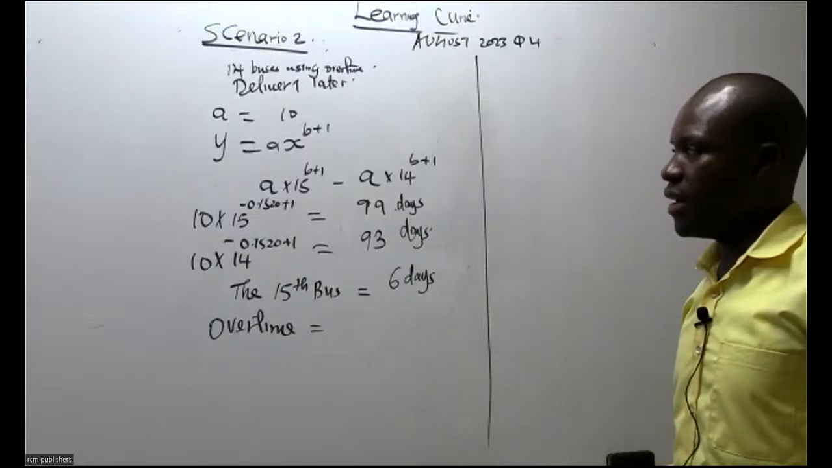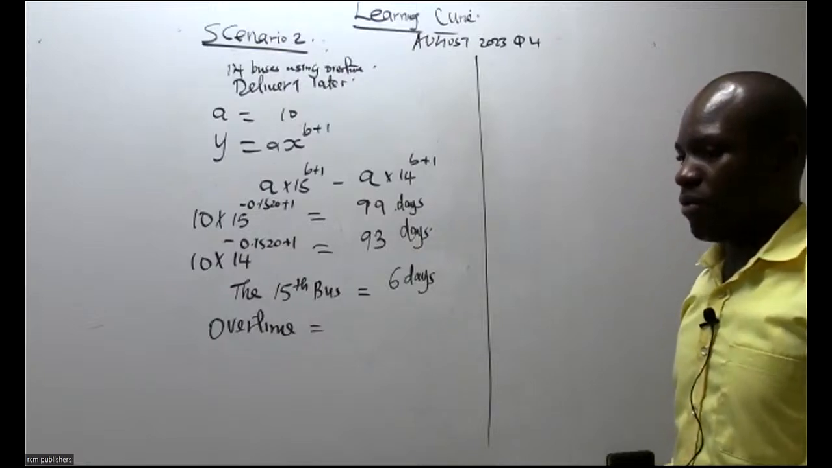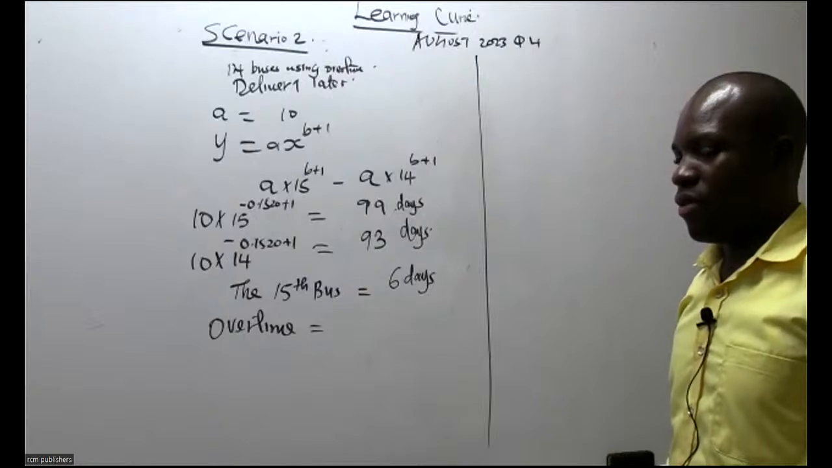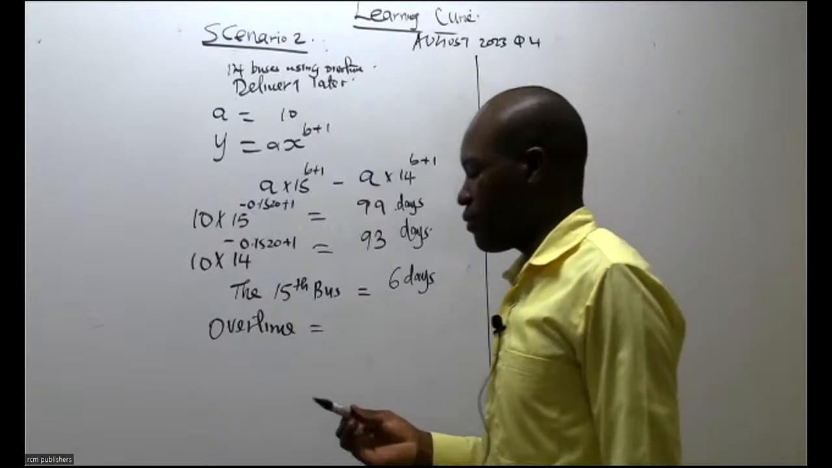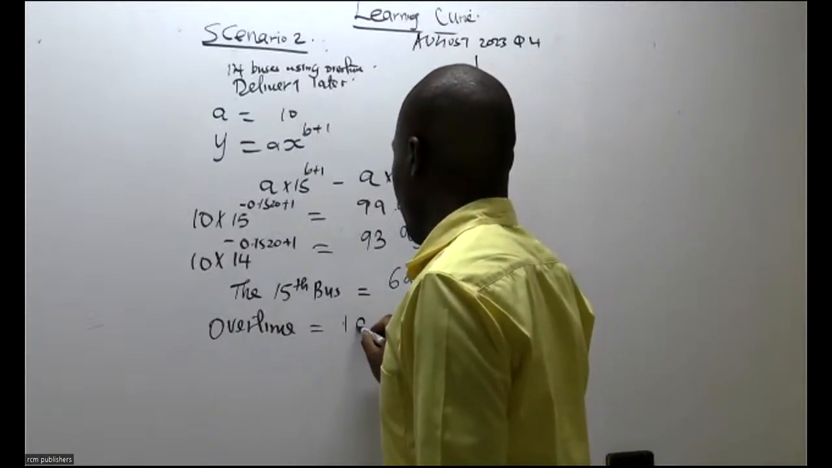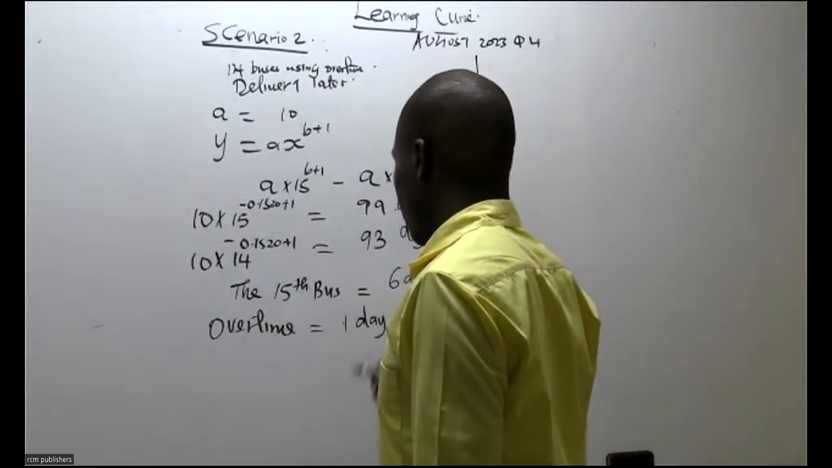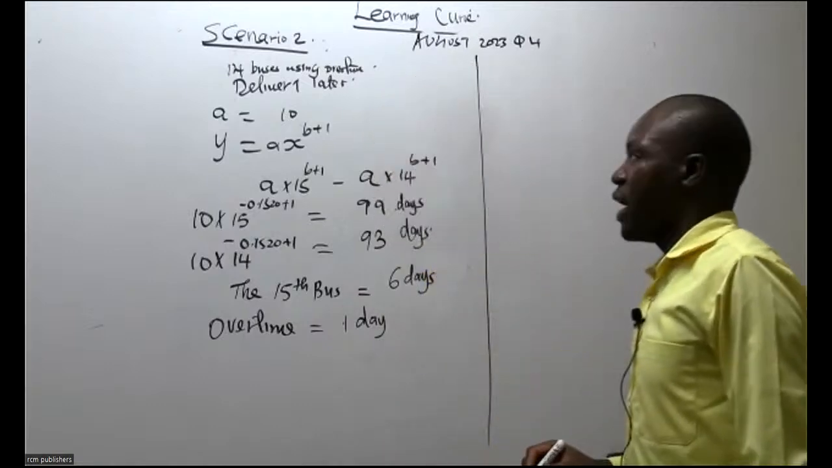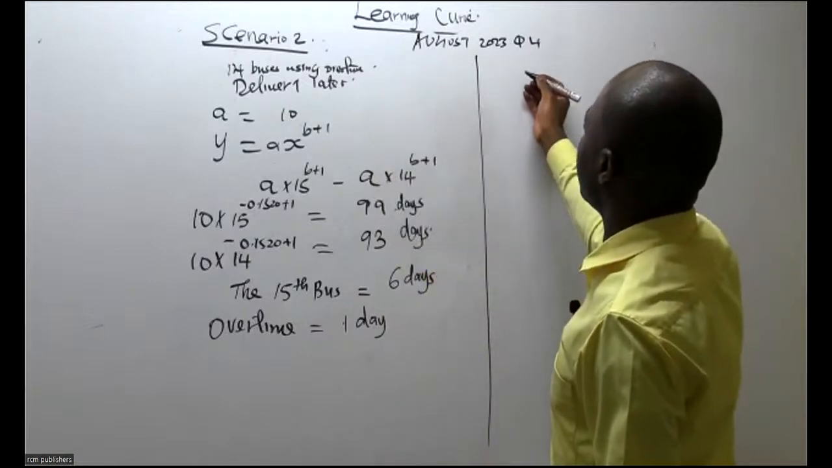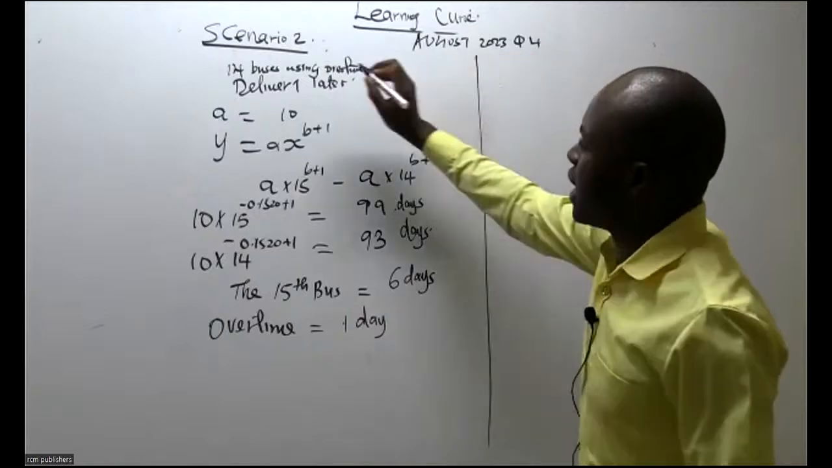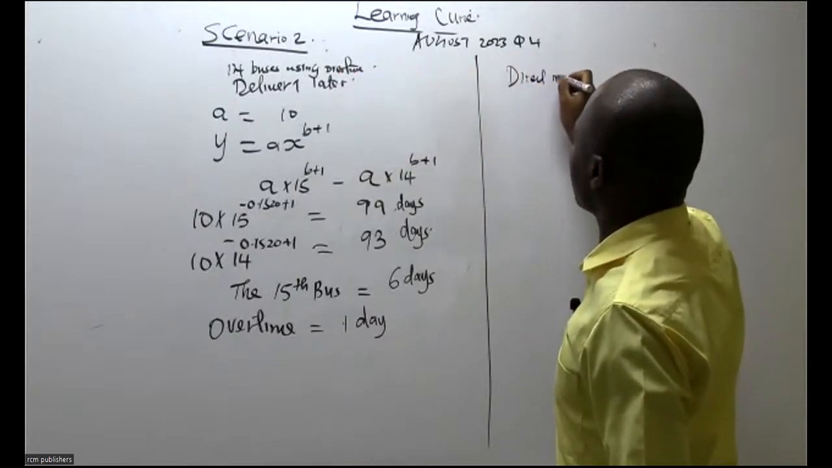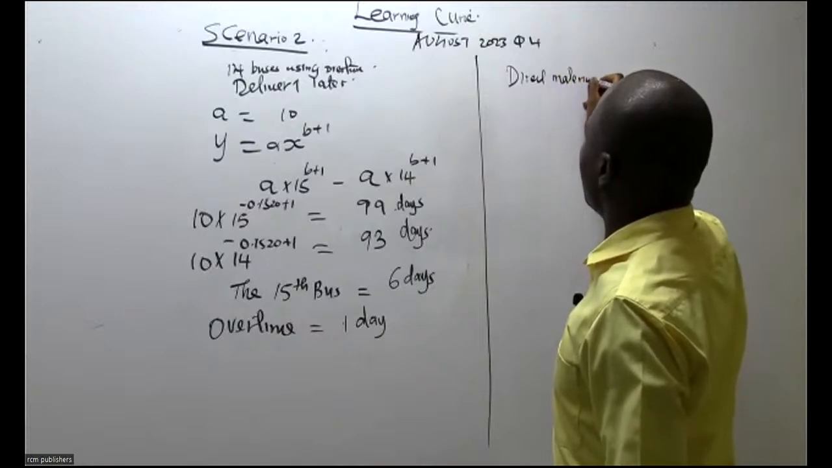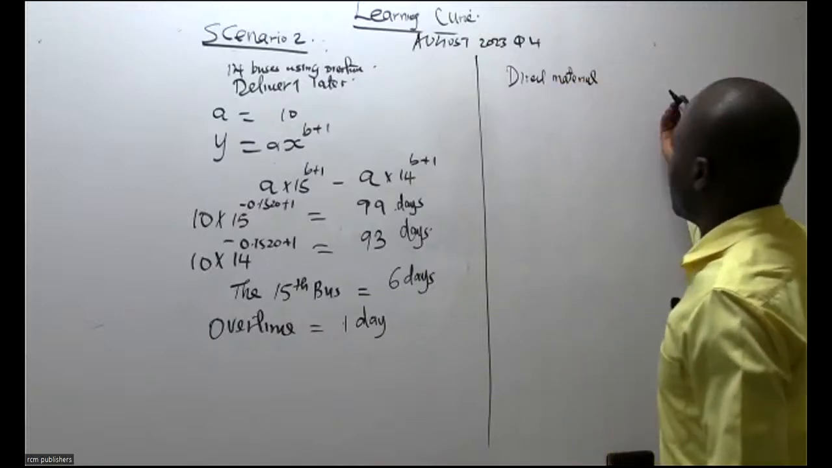How many days are there under overtime? Overtime will be 1 day. So let's come here and indicate for scenario number 2. We need to have our direct material, which we know will not change.